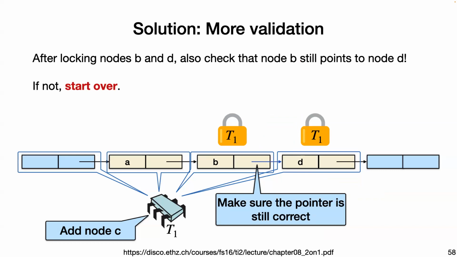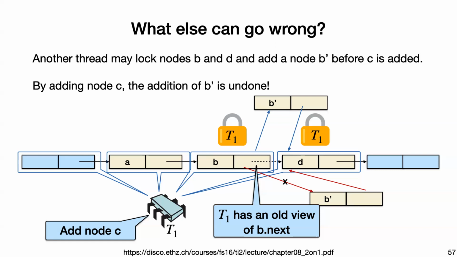No, I'm saying when that next pointer is updated to some B prime, T1's cache will get invalidated. It'll anyway have to fetch the next pointer again from memory. You don't necessarily have to, if you held B next as just a side variable. Yeah, but then T2 will update the next pointer. If you held it not as a pointer, if you just held it as a value.